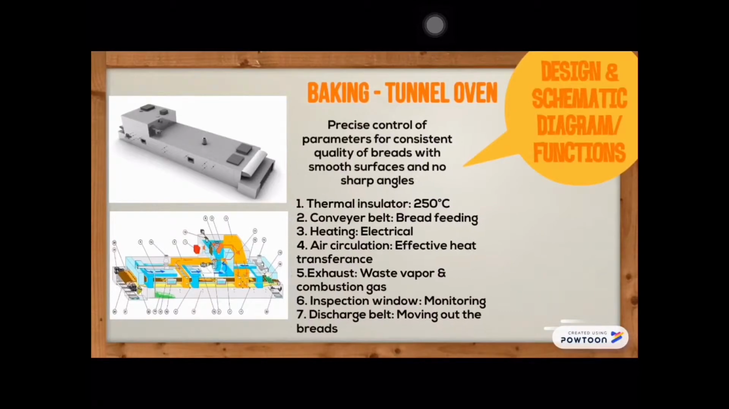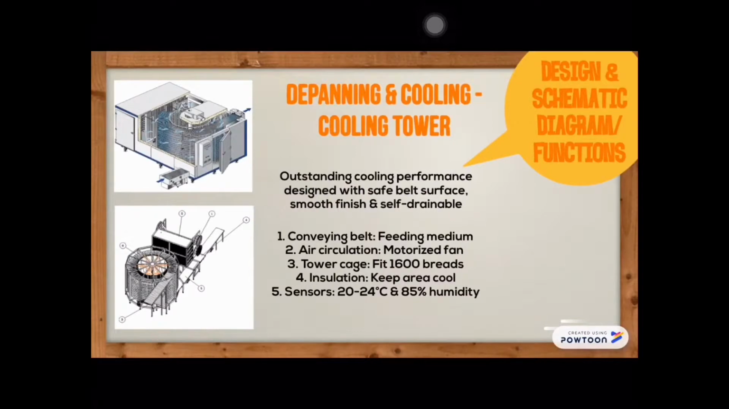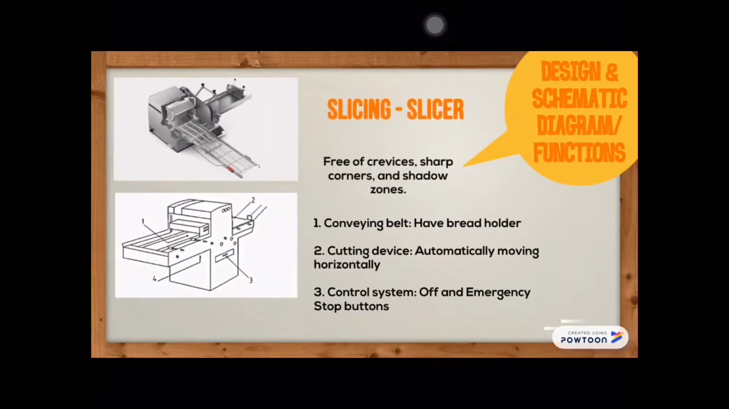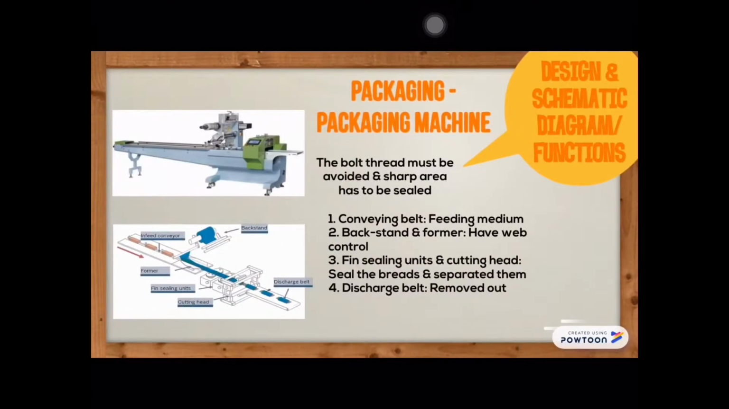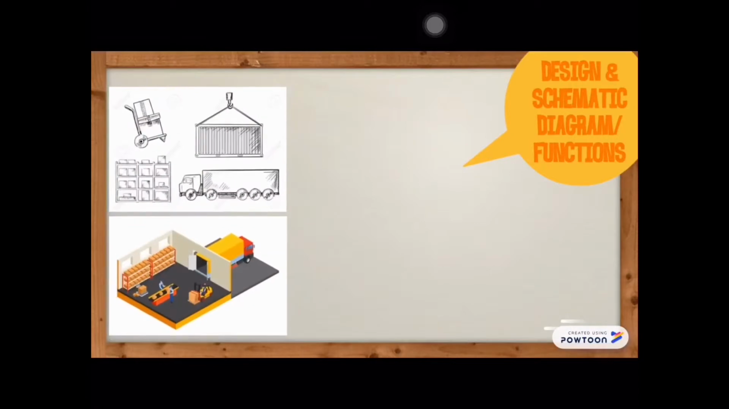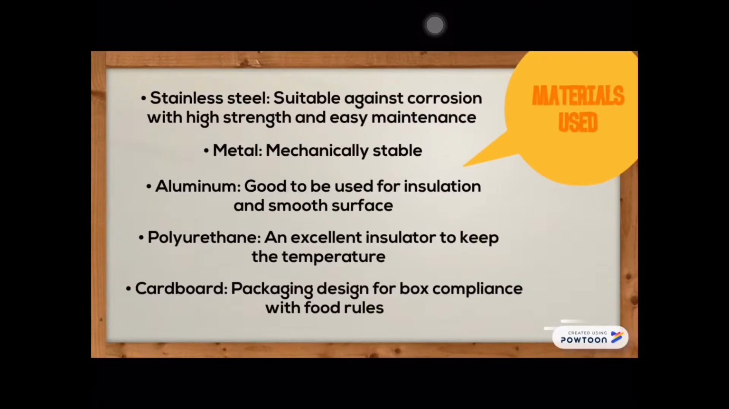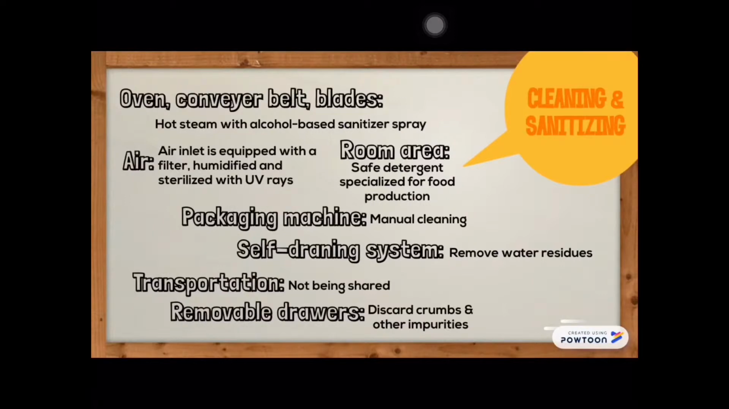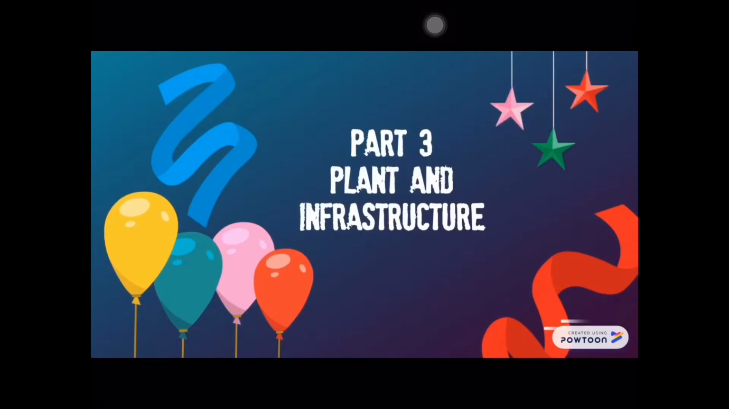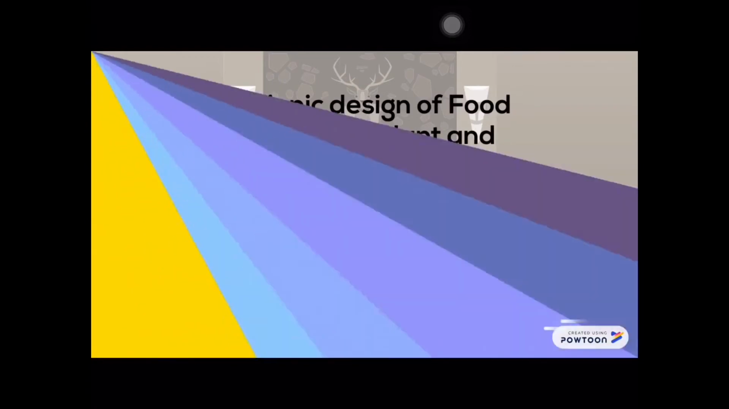Next, baking. After the baking is done, the loaf is cooled, then moved to the slicer, and finally ready to be packaged. Last process, distributing. Summary of material used. Summary of cleaning and sanitizing. Hygienic design of food processing plant and infrastructure.